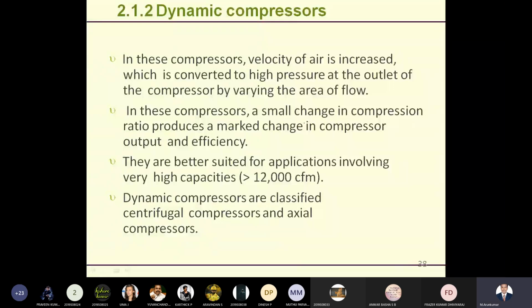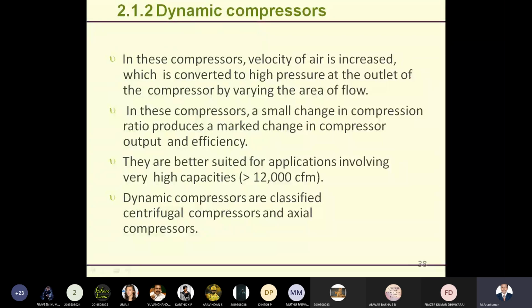So in these compressors, the velocity of air is increased. You know very well this is actually Bernoulli's equation. The velocity of air is increased, which is converted to high pressure at the outlet of the compressor by varying the area of flow. Right. So in this compressor, a small change in compression ratio produces a marked change in compression output and efficiency.